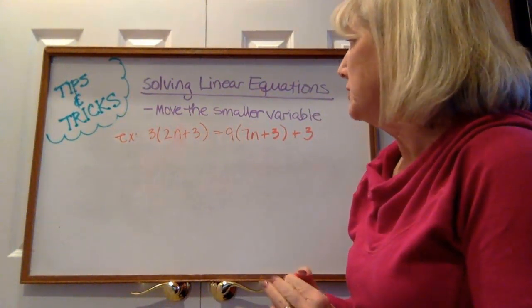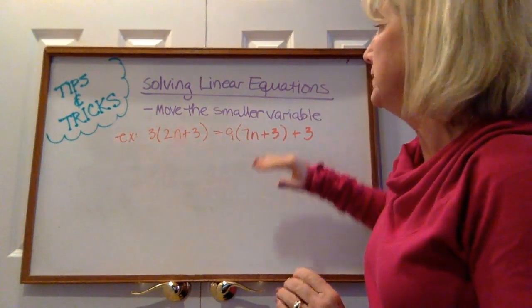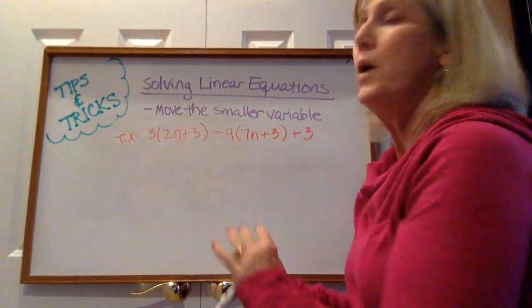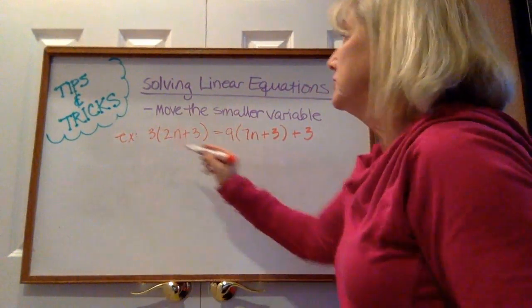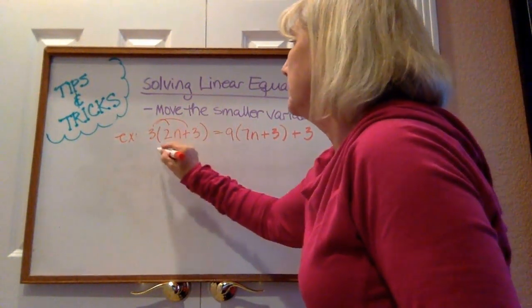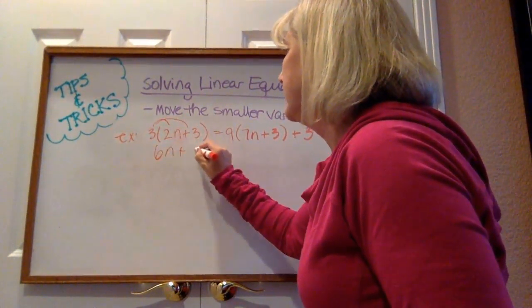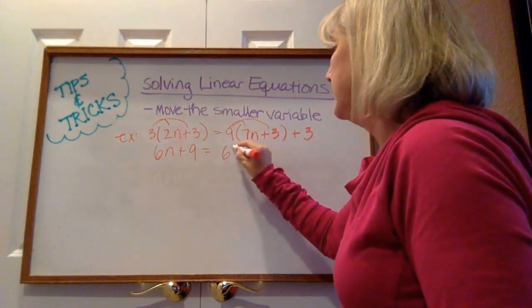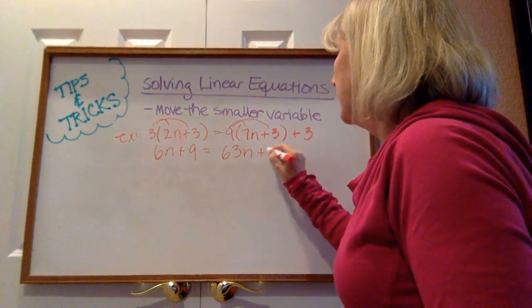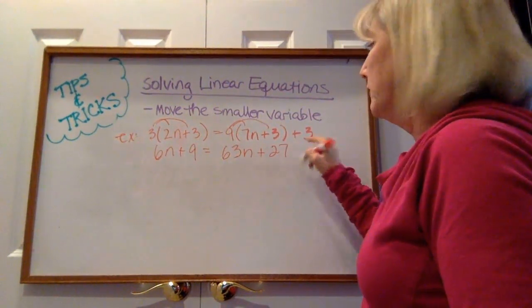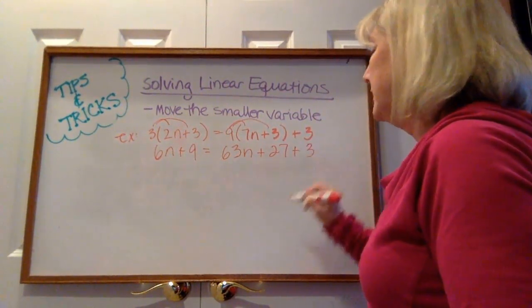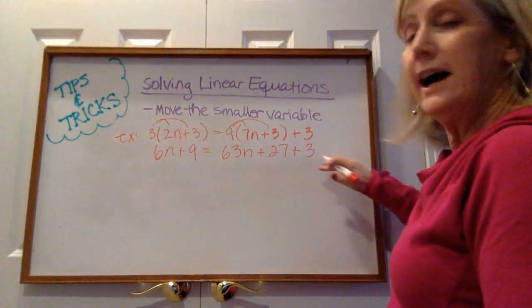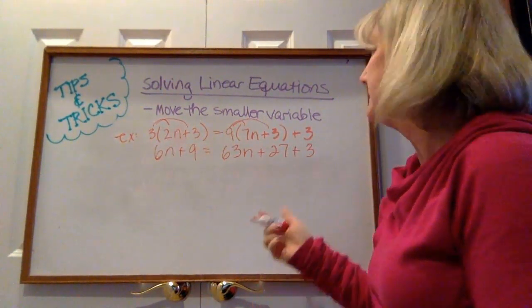So the first thing you want to do is simplify each side completely before you decide where you're going to move your variables. So we're going to distribute here. So it's going to be 6n plus 9. And then we're going to distribute here. So it's going to be 63n plus 27. And don't forget this plus 3. We always want to write the entire sentence out so we don't lose our place.